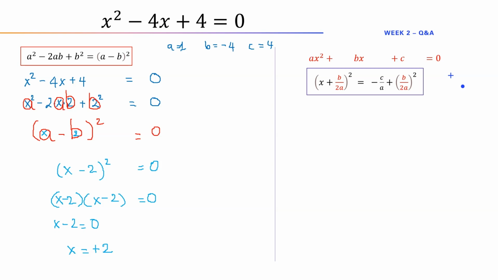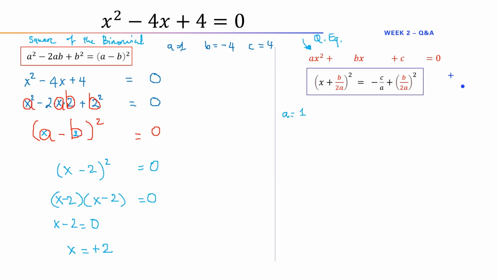How about on another side, when we plug in using the quadratic standard form, instead of using the square of the binomial. Okay, this one, the quadratic equation's form. So this one we have A equal 1, B equal negative 4, C equal 4. Okay, let's see, we have A equal 1.